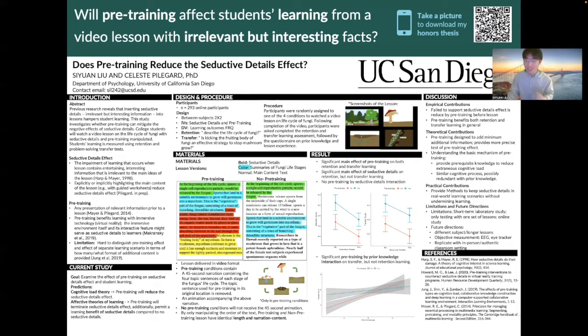Our results indicate that the effect of pre-training on both retention and transfer scores did not differ depending on whether the lesson includes seductive details or not, which means that it did not support our hypothesis that pre-training reduces the seductive details effect. However, we can clearly see from our graph that the pre-training method has successfully benefited student understanding of the lesson regardless of whether the participant received seductive details or not. For our exploratory analysis, we also found a pre-training by prior knowledge interaction, with participants with lower prior knowledge benefiting more from pre-training than participants with higher prior knowledge.